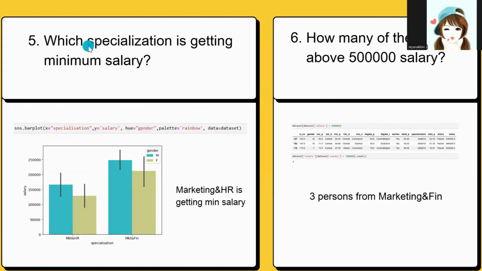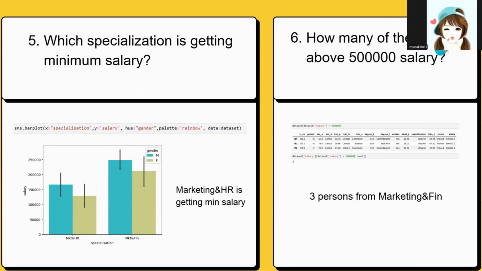Next up is which specialization is getting minimum salary. So not all degrees pay the same. Let's see, we have two specializations here, marketing and HR and marketing and finance. And if we use this bar plot, we can find that marketing and finance is getting maximum salary and marketing and HR is getting a minimum salary.